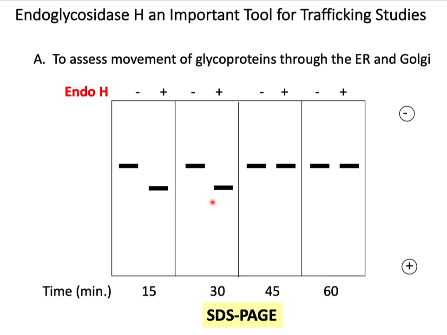At 30 minutes, you can see the protein is still sensitive to endoglycosidase H, but by 45 minutes, your protein is resistant to endoglycosidase H, and it no longer can cleave these glycans, and no change in molecular weight happens. And of course, at 60 minutes, there is no change in molecular weight. This is how you can see with a fair amount of confidence that the protein traveled through the medial Golgi somewhere between 30 to 45 minutes.